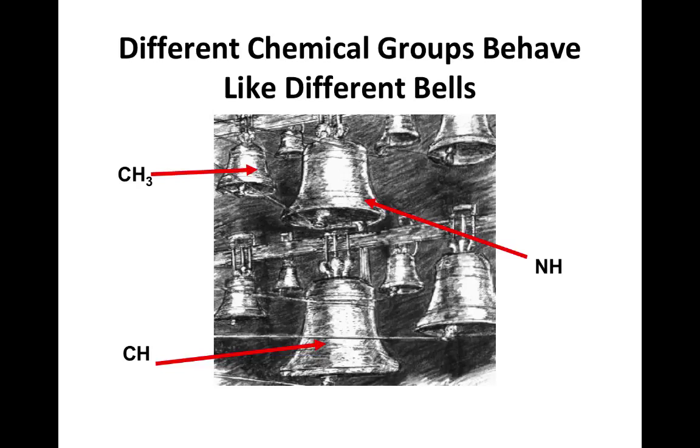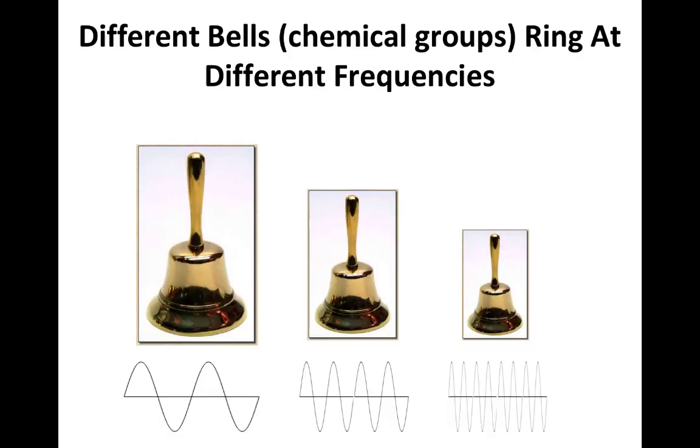Each of those bells has a specific frequency. In the case of NMR, an amide bell will have a frequency, a methylene bell will have another frequency, a methylene or methine bell will have a different frequency. So different chemical groups ring at different frequencies, and when they all ring together, you get this.